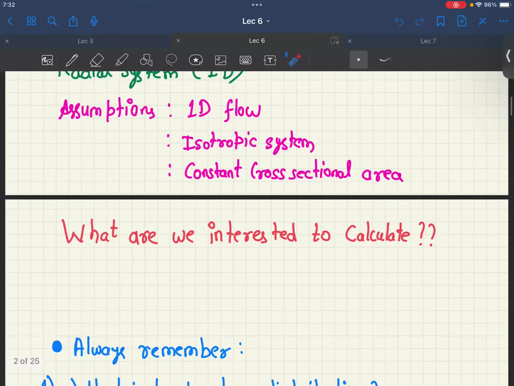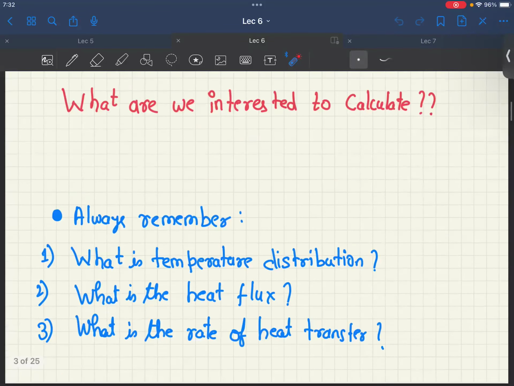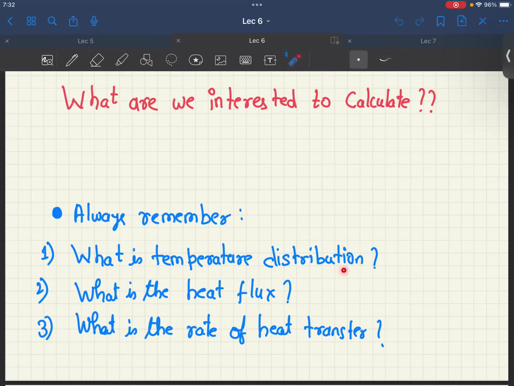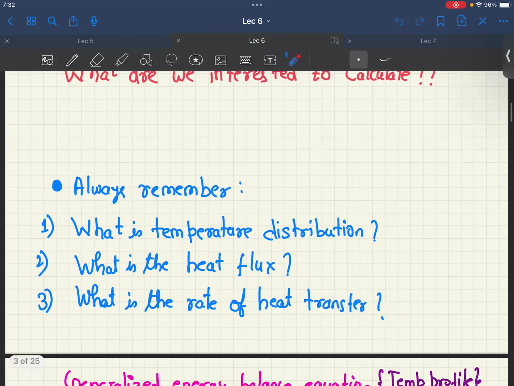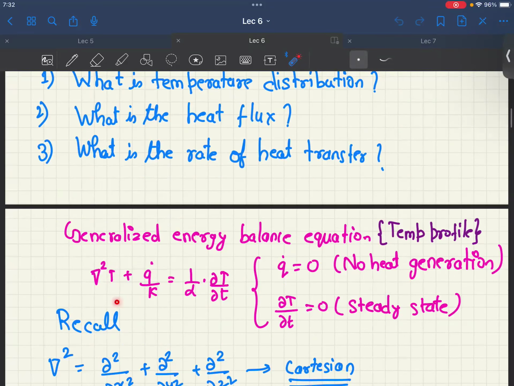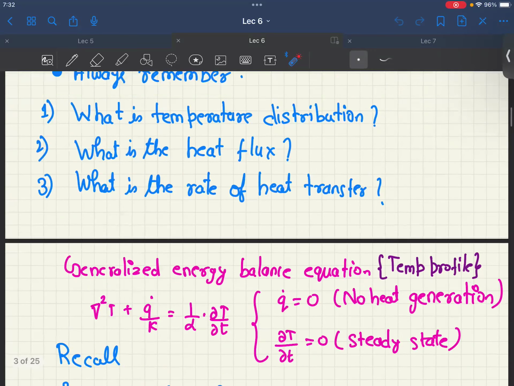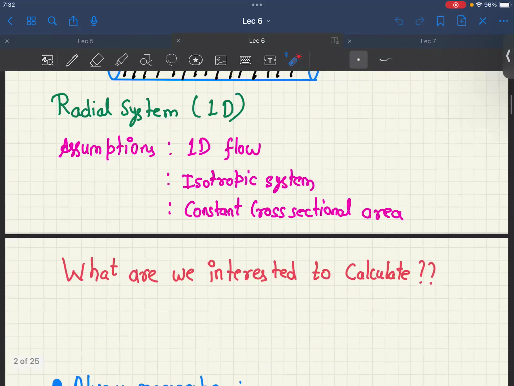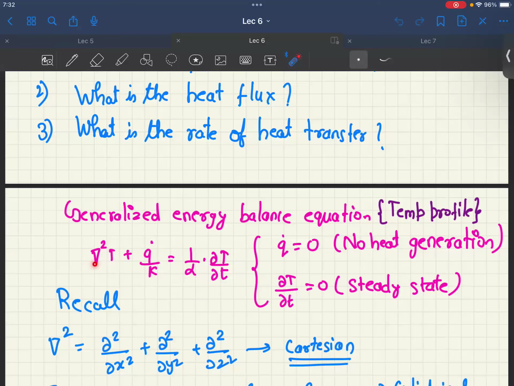Okay, so here we say what we are interested to calculate. We are always interested to calculate the temperature distribution, the heat flux, and the rate of heat flux. Since the cross-sectional area is the same and we have an isotropic system, we can use the generalized heat balance equation, right? But here it's a one-dimensional steady state. As soon as I say steady state, this term goes away. As soon as I say one-dimensional, a couple of terms from here go away, and the heat generation is zero, so this term also goes away.